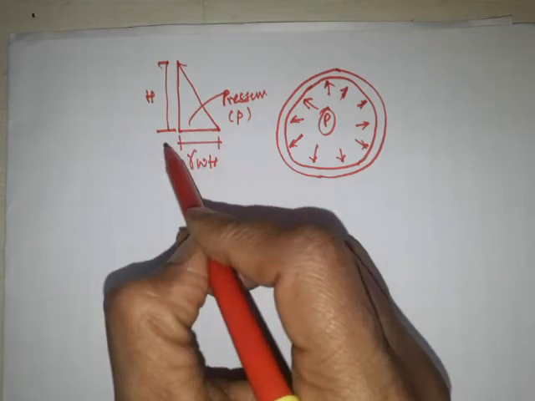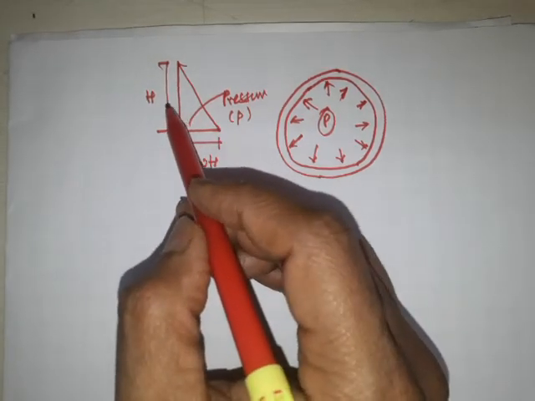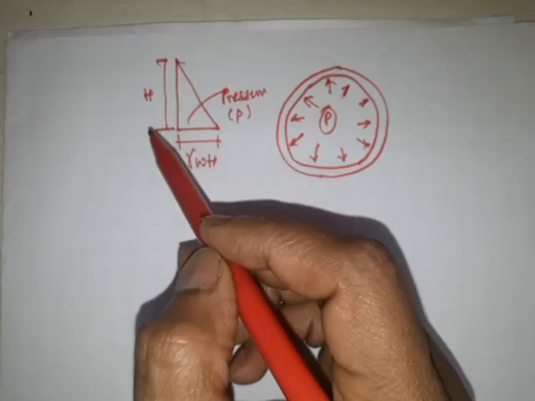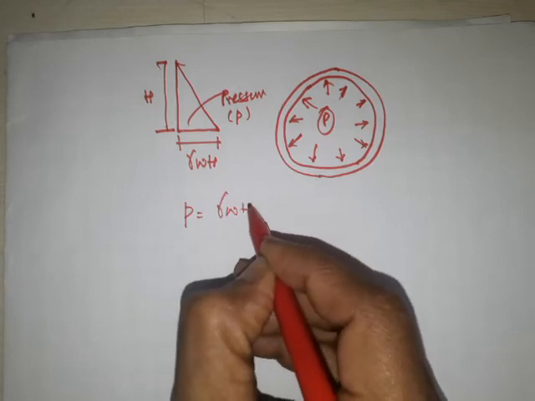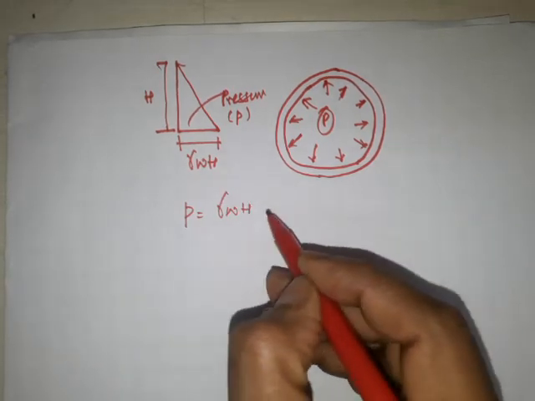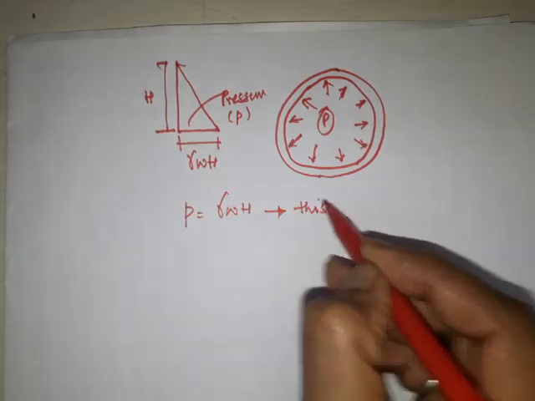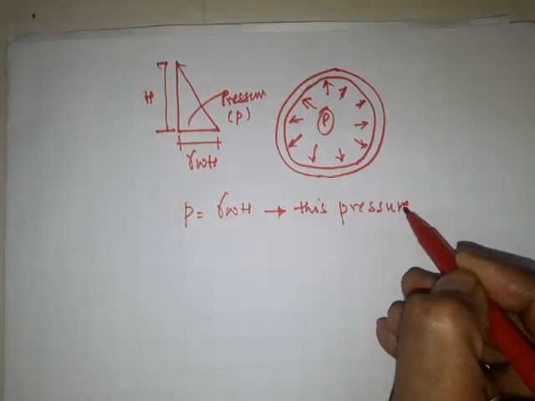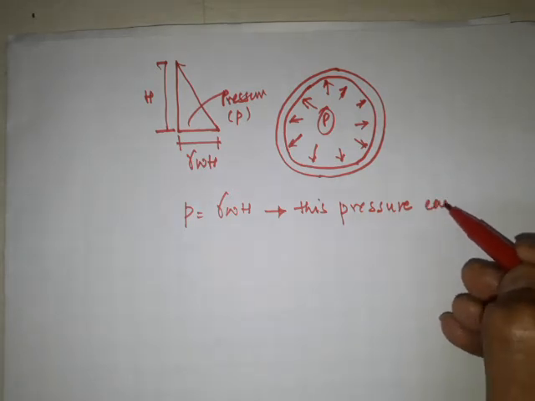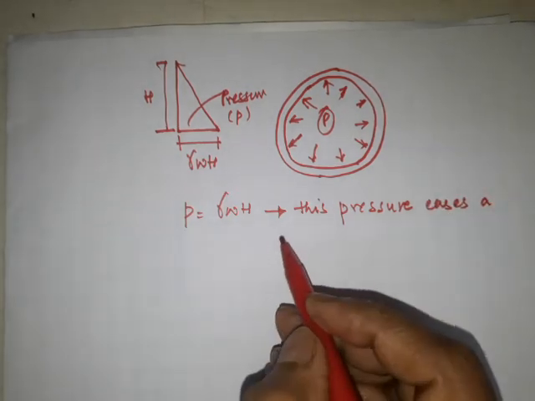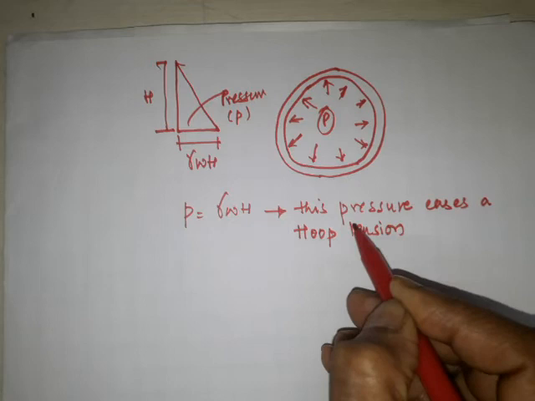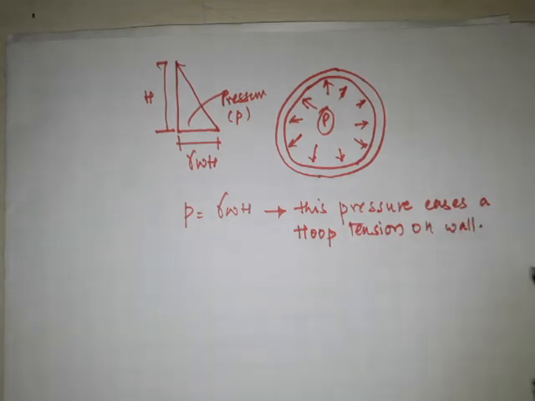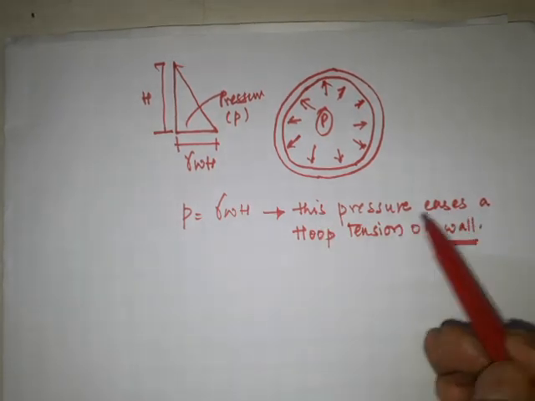As you see here, the pressure is maximum at the base. Towards the top, the pressure decreases, and this pressure P is gamma W into H. This pressure P causes hoop tension on the wall.